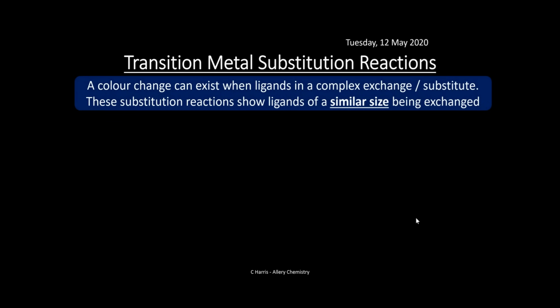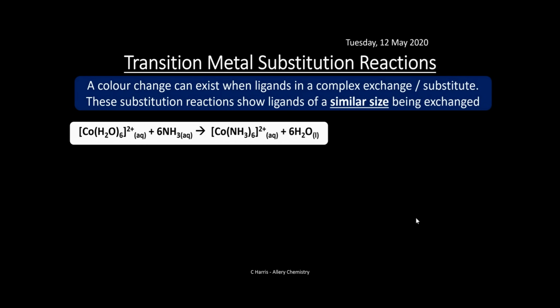We've seen one of them already with ammonia reacting, obviously with your chromium hydroxide reaction there. Obviously you get ligand substitution. So a colour change can exist when ligands in a complex exchange or substitute with each other. And these substitution reactions show ligands of a similar size being exchanged here. So let's have a look.